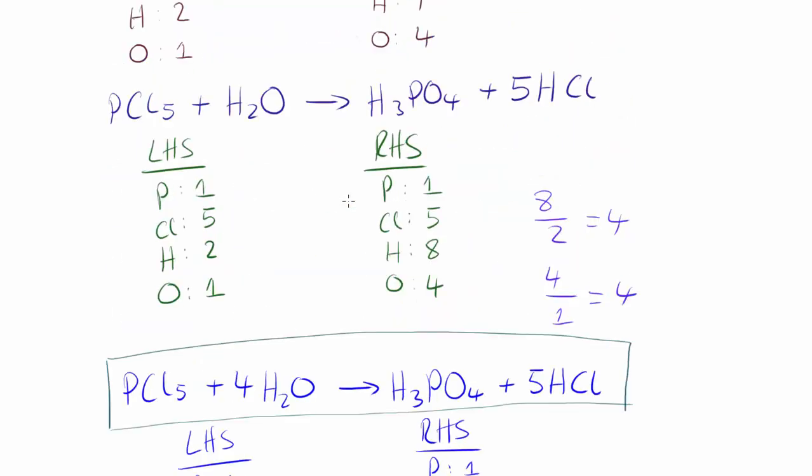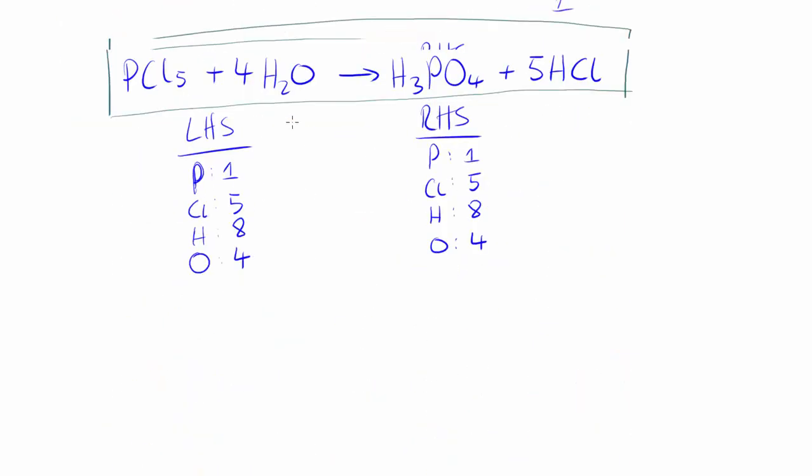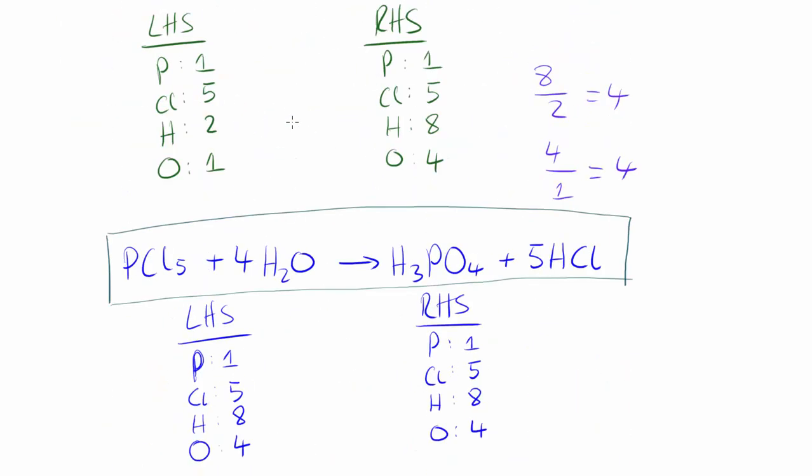So if we go back to the top here, you can just put that in here, that the balanced equation would be adding a 4 here and a 5 here, right? All right.